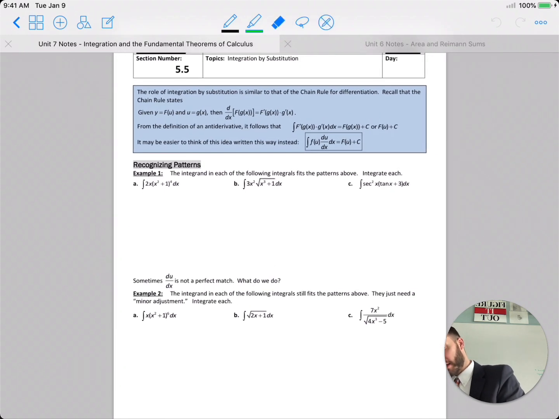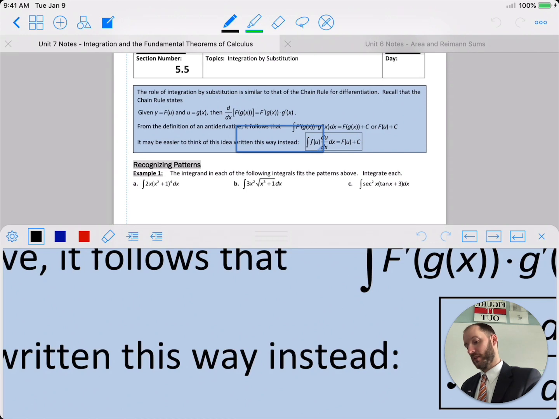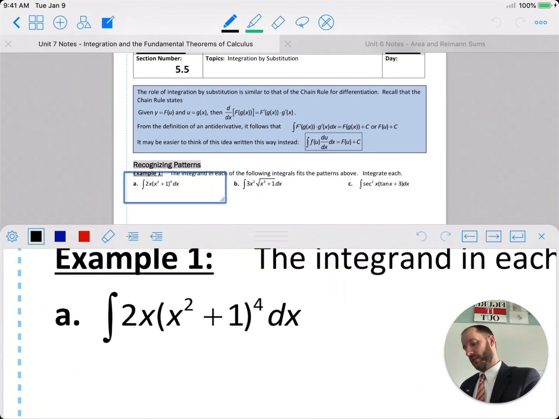So let's just get right into it, take a look at how this works. Looking at example 1a, the indefinite integral of 2x, quantity x squared plus 1 to the fourth, dx. Looking at that problem, can you identify one part of it that is some form of the derivative of another part? It won't always be an exact match, but if there's some relationship, one part is some kind of derivative of the other part.